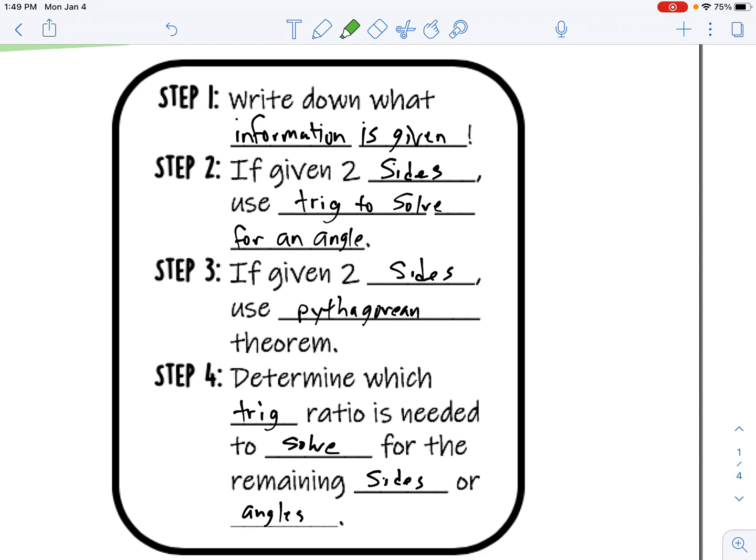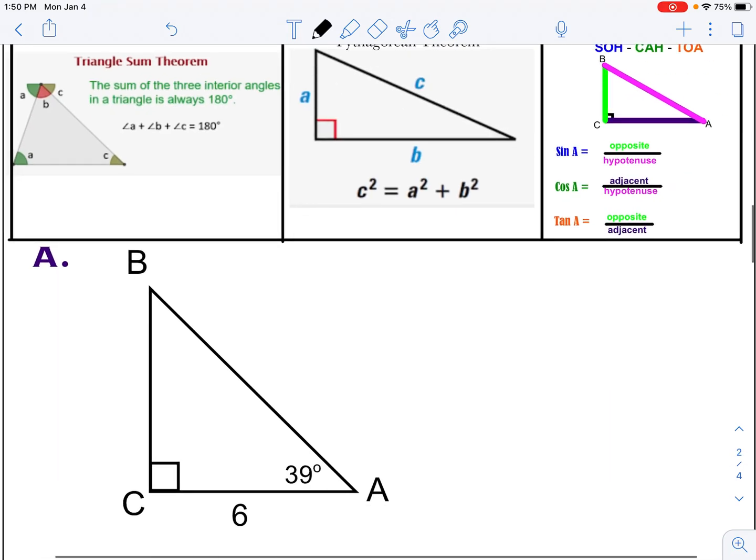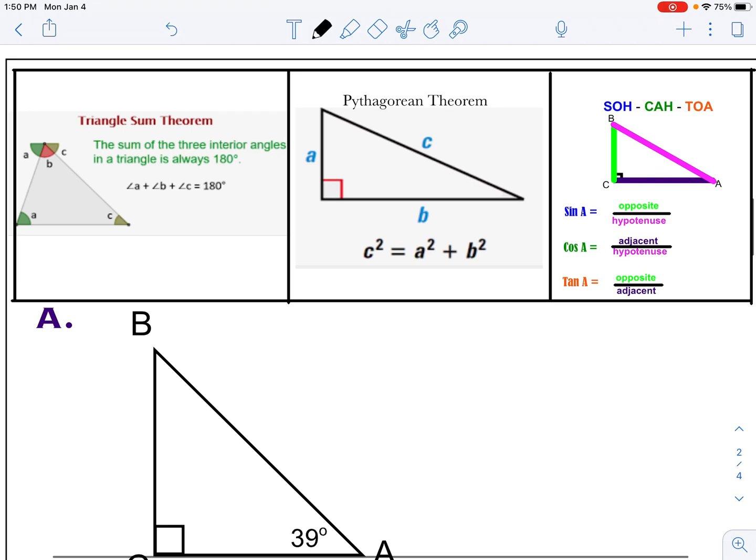If they give you 2 sides, you're going to use trig to solve for an angle. And then when they give you 2 sides, you're going to use the Pythagorean theorem to solve for the 3rd side. And then step 4, if you have to, use a trig ratio for the remaining sides and angles. You're going to have to use trig 1 time. After that, it's going to be up to you on how you go through and solve, and I'll show you the difference between the 2 ways, okay? All right, so here are the 3 hints: add to 180, Pythagorean theorem, SOHCAHTOA.